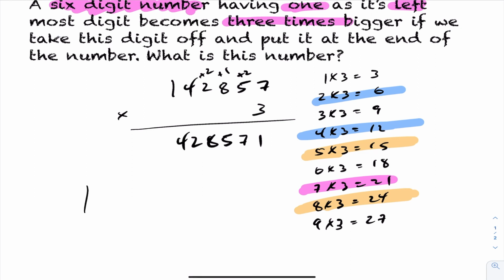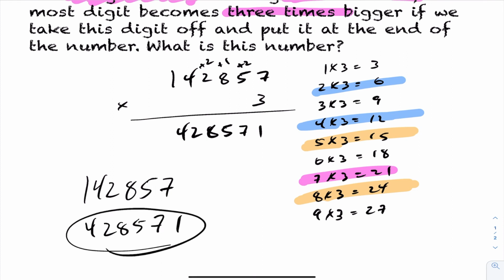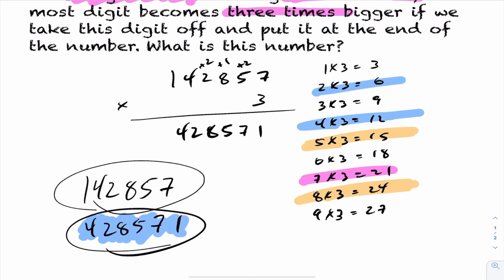If you take 142,857 and you take that number and you put the digit 1 at the end, that new number you've created is exactly 3 times larger than the number we had started off with.